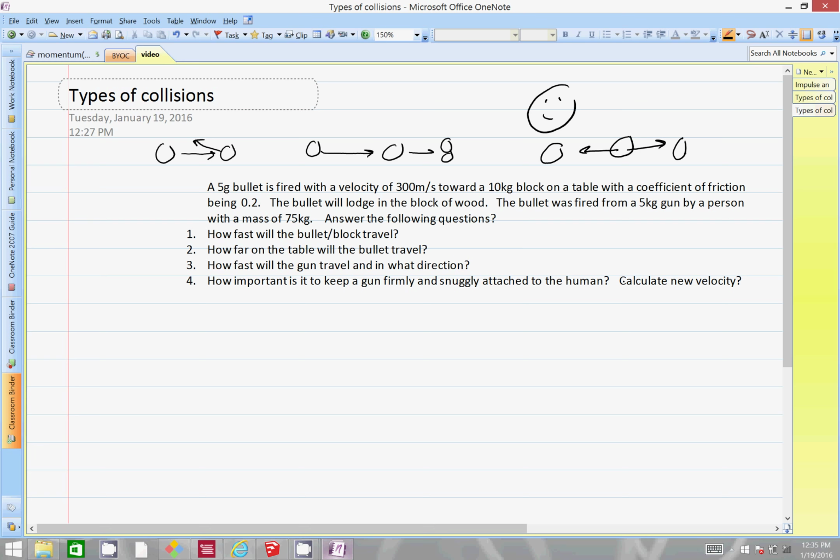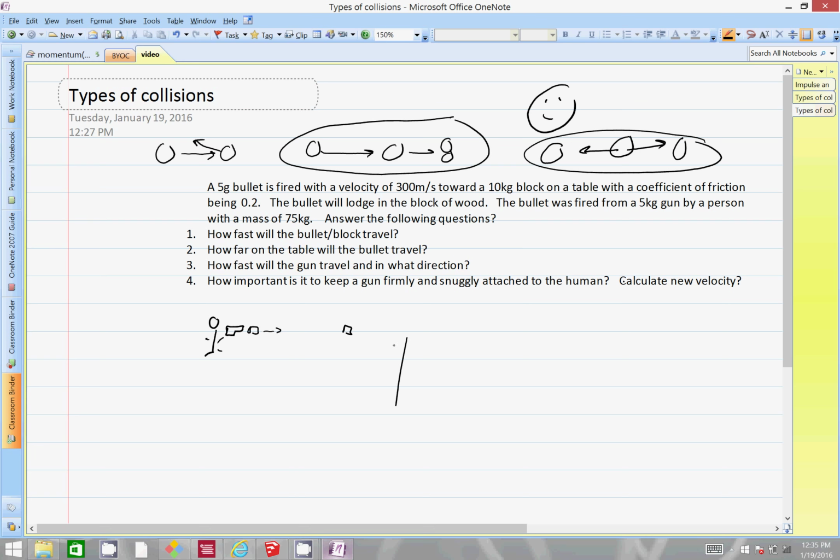This example is dealing with this type of scenario and also this type of scenario. We have a person who is going to be firing a gun, and the bullet will travel in this direction, and on a table there will be a block of wood. This bullet will then connect into this block, and then of course the whole block bullet mixture will slide across the table.